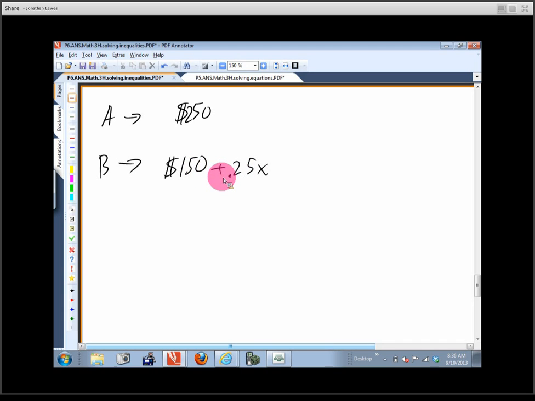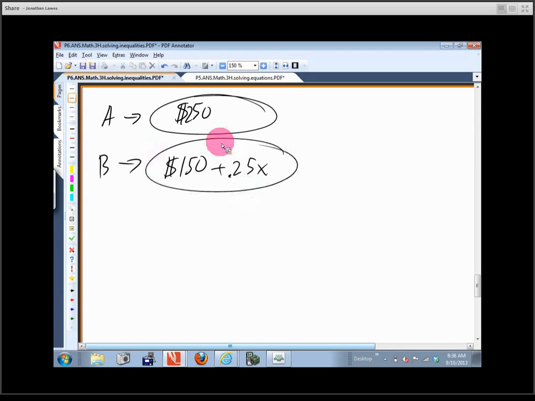Add those together. Okay, so this one's a flat rental fee of $250. This one's $150 up front. If you don't take it anywhere, you don't owe them any more than $150. But for every mile, they're going to charge you 25 cents. So if you went 4 miles, they're going to charge you another $1. It would be $151. Everybody see that?